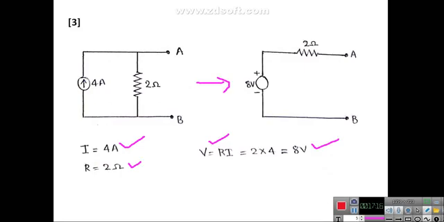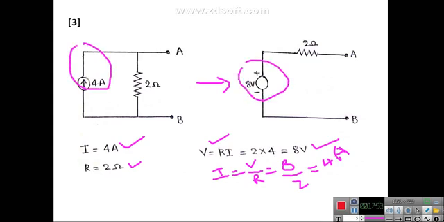Suppose you want to transform back from voltage source into current source. What to do? You need to find the current I is equal to V by R. What is your V here? V is 8 volts divided by R is 2, so that is equal to 4 ampere. That is the magnitude of the current. Whatever the resistance is there should be connected in parallel. That is how you need to transform current source into voltage source, and vice versa is also possible.